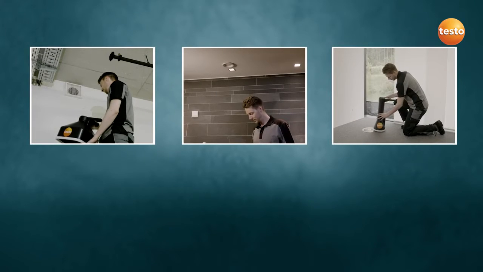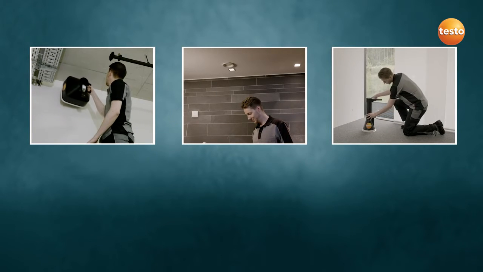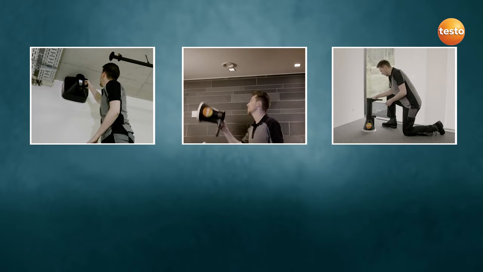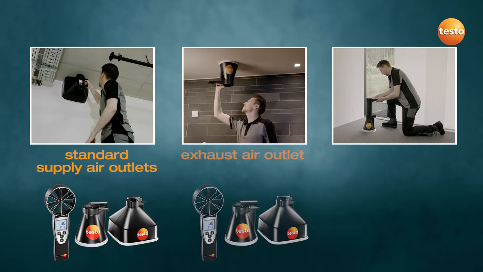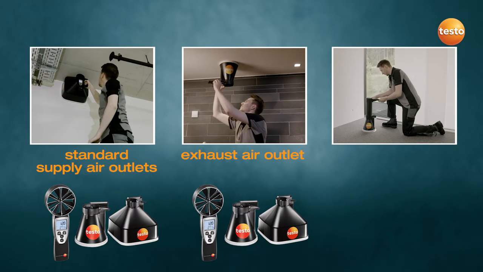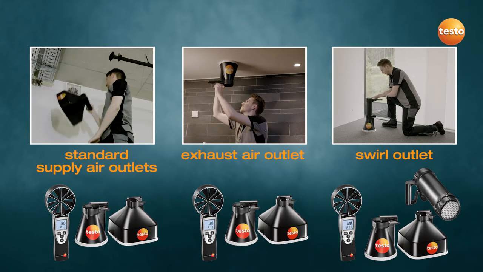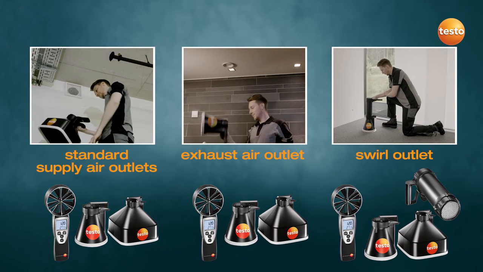Let's summarize which measuring tasks you can carry out with the Testo 417. 1. Measure faster at standard supply air outlets. 2. Achieve accurate values at exhaust air outlets. 3. Achieve utmost accuracy at swirl outlets, even with turbulent airflow.